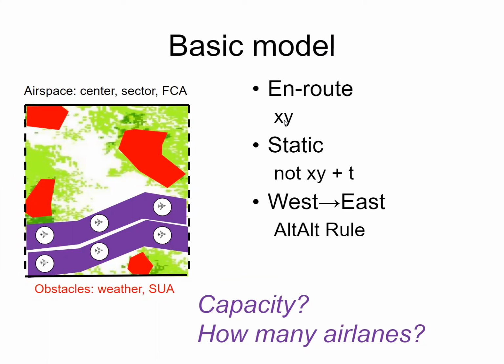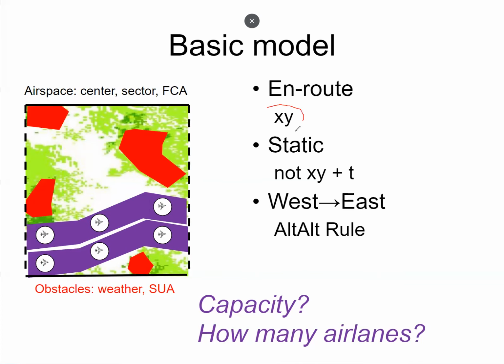Some of the simplifying assumptions that we have in this model: we consider en route airspace. As you heard in the previous lectures, the aircraft in most cases, or at least long haul aircraft, spend most of their time en route. So that's quite an important part of the flight. We look at a single flight level, so we do not consider the three-dimensional problem. We just have a plane, x, y. The problem is static. We don't consider the time component. So we assume that these obstacles are static and everything is static.